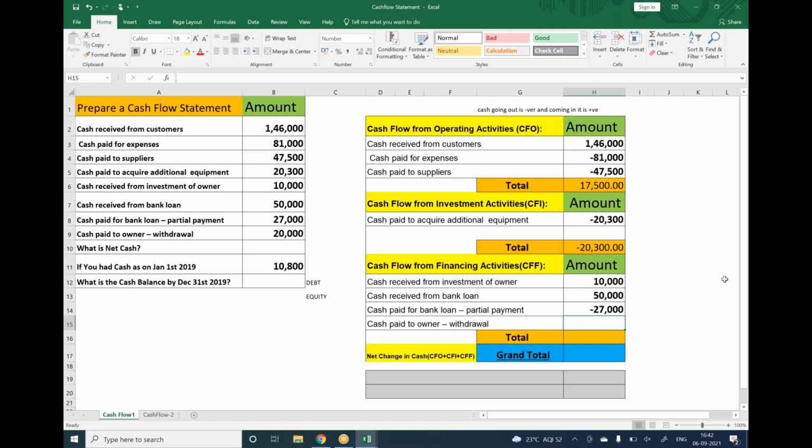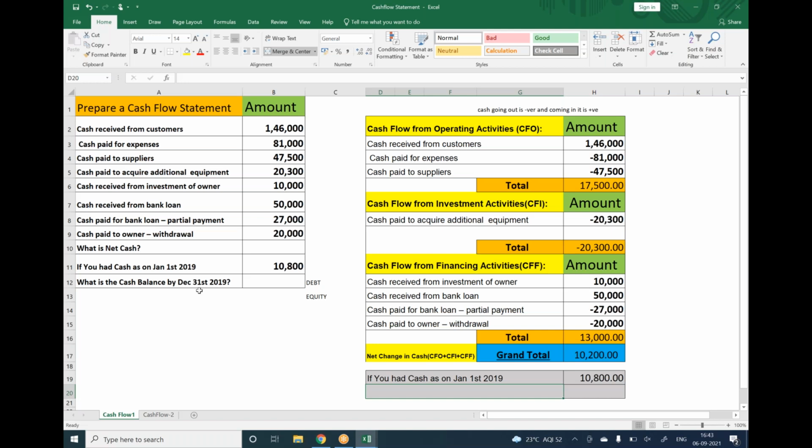Then cash paid to the owner. So you have paid to the owner. So it has gone out of your pocket. So it will be minus 26. You add it up, you get 13,000. So what is your net change in cash flow? Obviously it is CFO plus CFI plus CFF, 10,000. And they are saying before starting on the 1st of January 2019, you had 10,800.